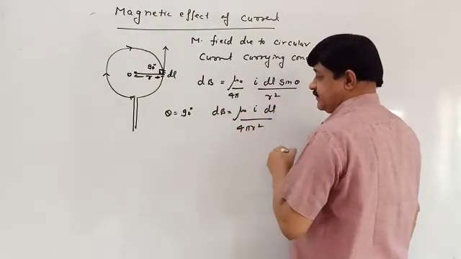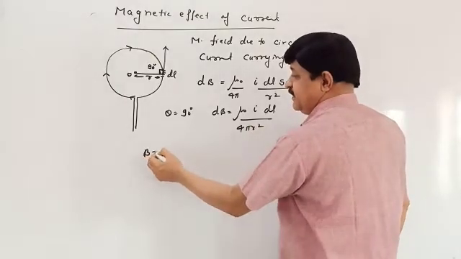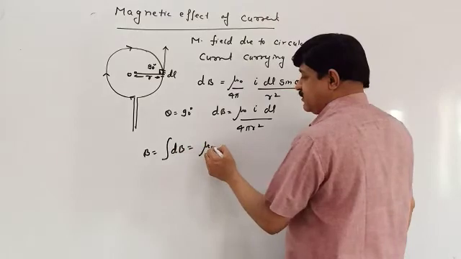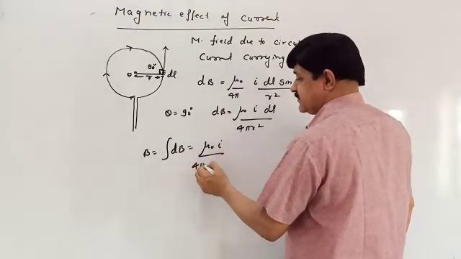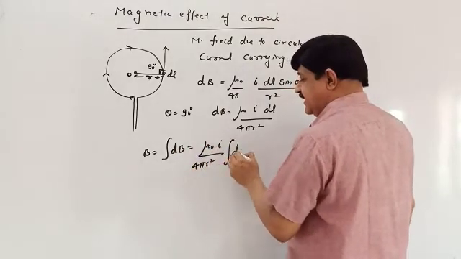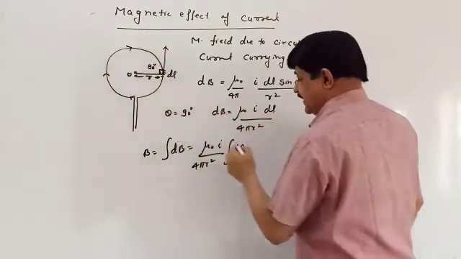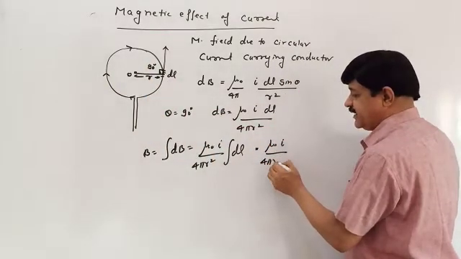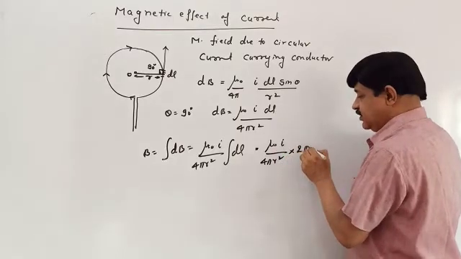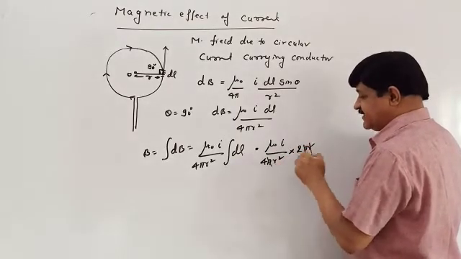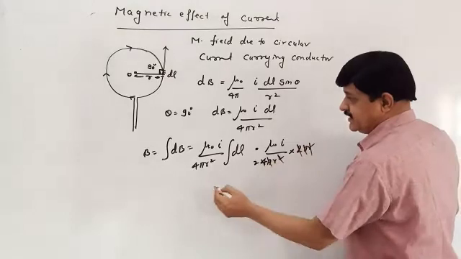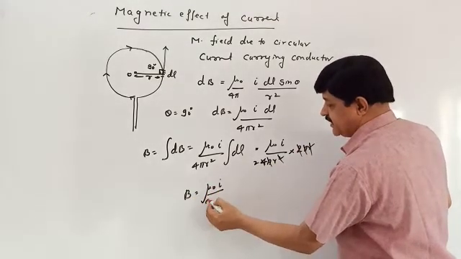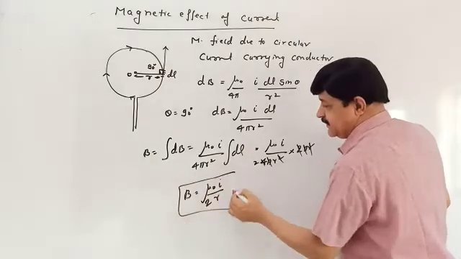4 pi r square. Total magnetic field must be integration of dB. Constant must be put outside this. When you integrate dl, what you will get is 2 pi r. So this becomes mu naught I upon 4 pi r square into 2 pi r. Pi will cancel, r will cancel, and 2 will cancel. Finally, due to circle, magnetic field is mu naught I upon 2r.